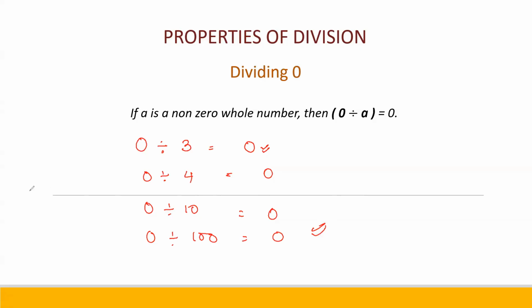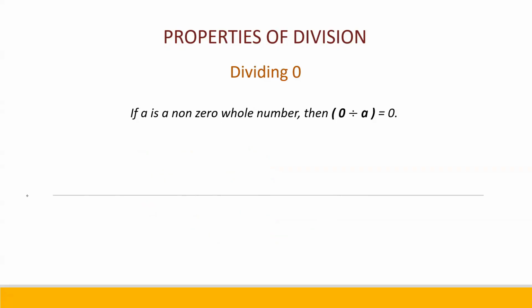So these were the three properties of division. We have to understand that since closure property does not hold in case of division of whole numbers, hence the associative law and the commutative law will also not hold. Secondly, we cannot divide a number by 0. This is not defined. Third, we know 0 divided by any whole number, the answer will always be 0.